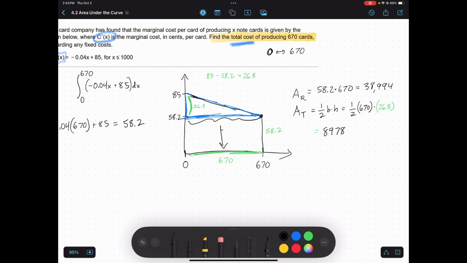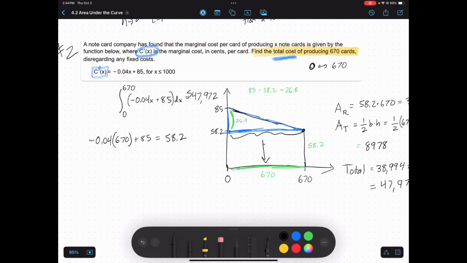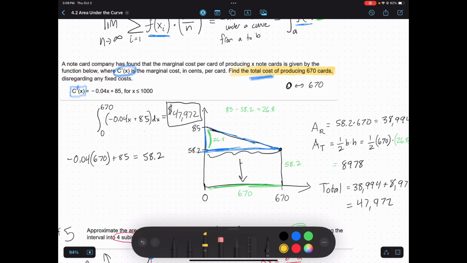So those are my two separate areas. To get my total area, I just add those together: 38,994 plus 8,978. And I get 47,972. That's my total area. It's my exact area because I was working with a linear function. And if I go back to my context, that represents the total cost of producing 670 cards. We do have to be careful though, because all of this is in terms of cents. So this actually isn't in terms of dollars. It's in terms of cents. So to put it in terms of dollars, all I have to do is just move the decimal place over twice, and then that gives me $479.72. And that would be my answer in terms of dollars.